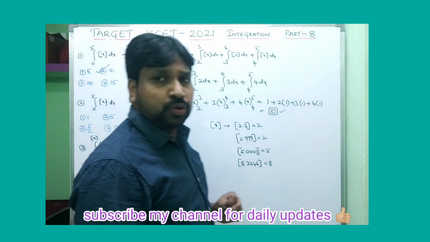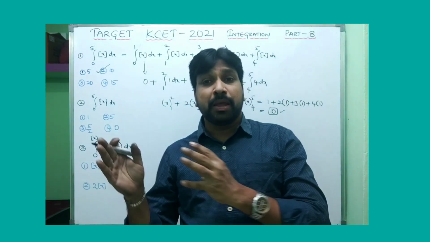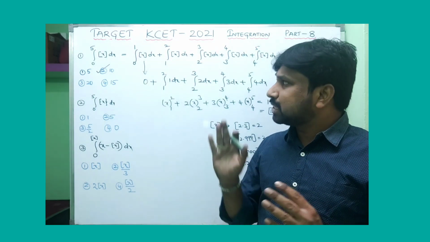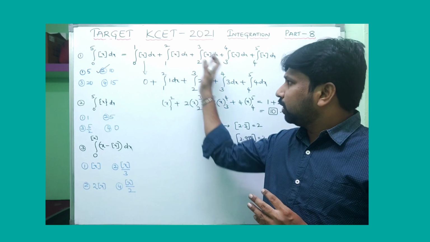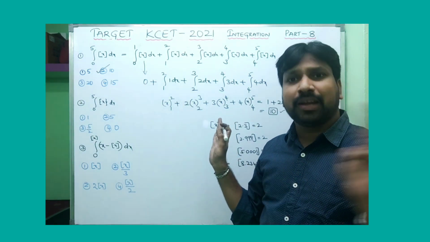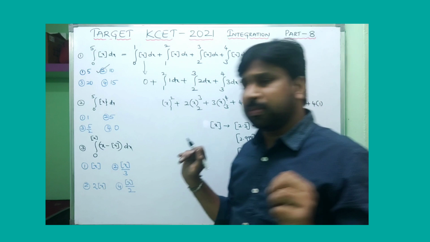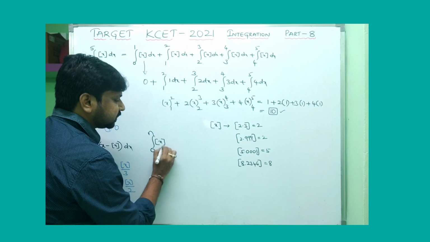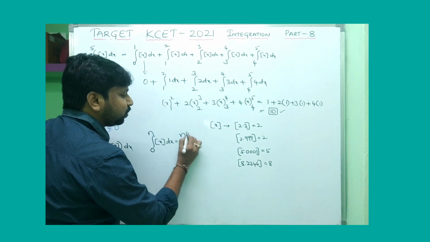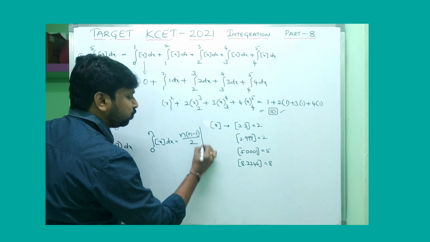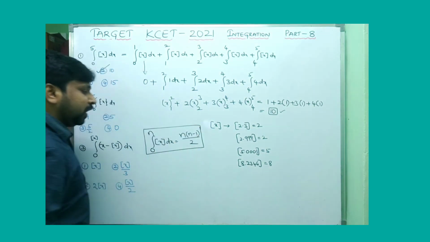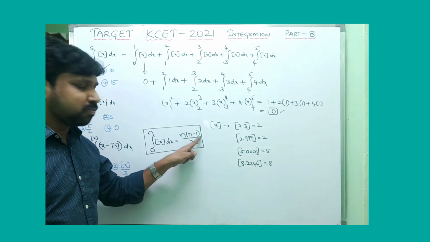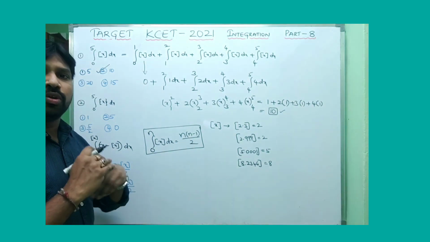So like this, you need to solve bracket x related questions by this method. But this kind of question has a shortcut. Whenever this kind of question is given, there is no need to split. You can apply the shortcut formula directly. What is the shortcut formula here? Integral 0 to n bracket x dx can be written as n into n minus 1 by 2. This is the superb duper shortcut formula. Integral 0 to n bracket x dx is equal to n into n minus 1 by 2. If you apply this formula, you will get the direct answer.